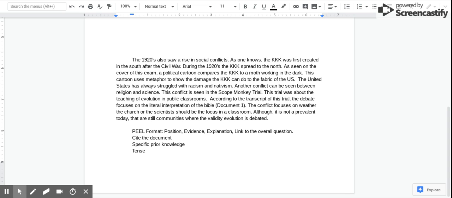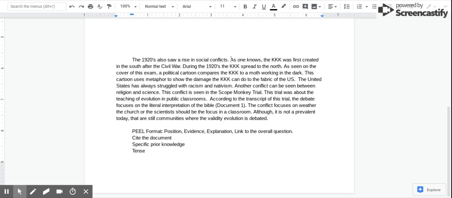So as one knows, the KKK was first created in the South during the Civil War. During the 1920s, the KKK spread to the North. As seen on the cover of this exam, a political cartoon compares the KKK to a moth working in the dark. This cartoon uses metaphor to show the damage the KKK can do to the fabric of the United States. The United States has always struggled with racism and nativism.